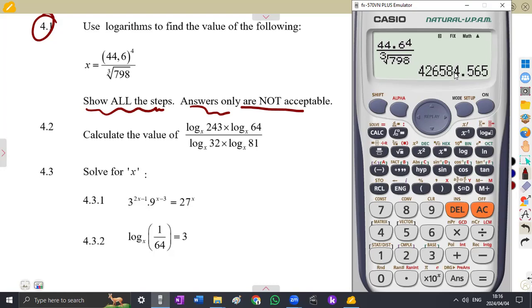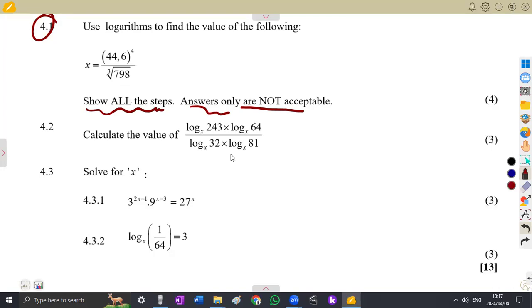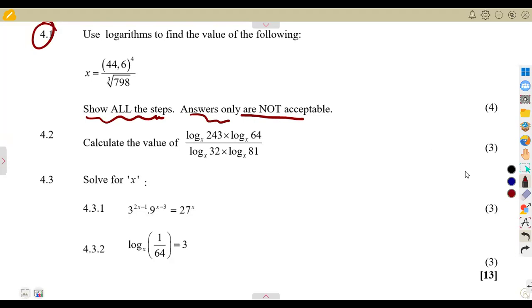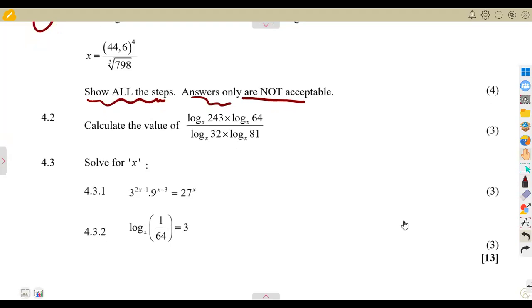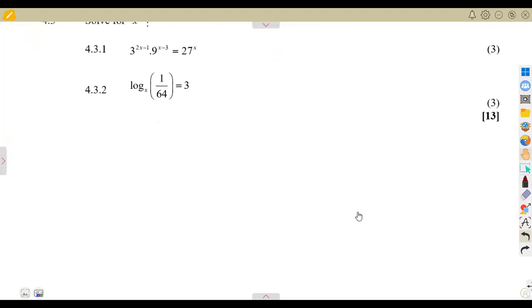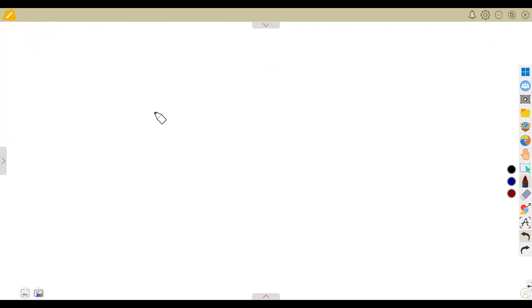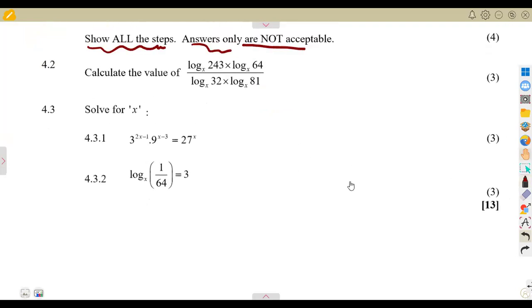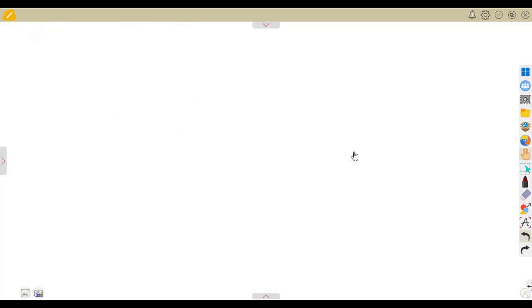But they are saying answers only are not acceptable. So they do not want you to do it this way. They want you to do it step by step. And I talked about this, so make sure that you also watch the video about the use of natural logarithms, or the use of logarithms, to simplify these typical questions that we are given. All right, so this is 4.1. Sorry for that, guys. I'm just going to write this 4.1.